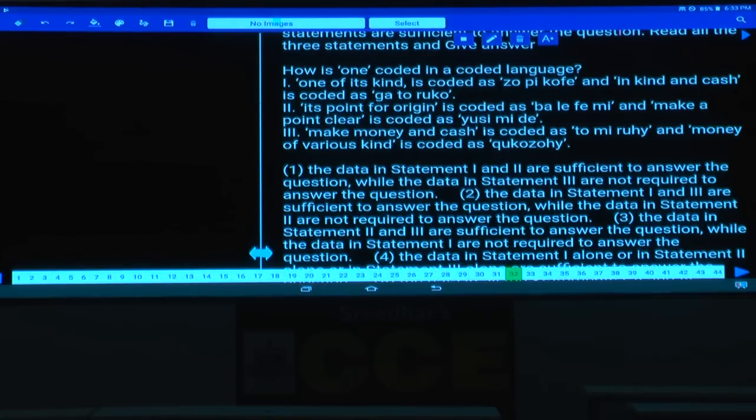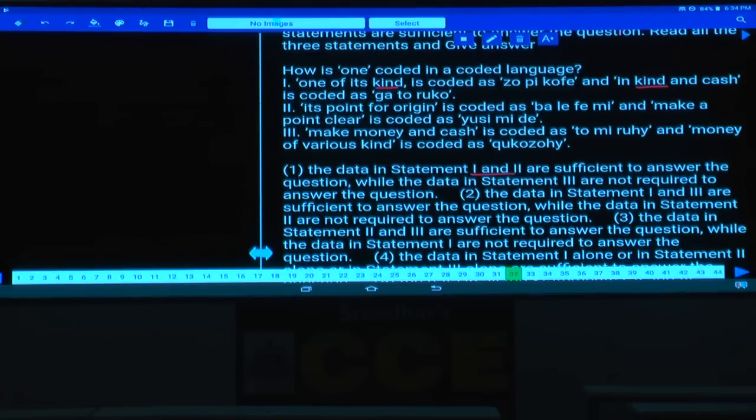With the help of statement 1 alone, we could not derive the code. Hence, choice 4 is ruled out. Then we are checking for the combination. Now, 1 and 2: if you check here, within the statements, one of its kind and in kind and cash. What is the word which is common here? Kind is the word which is common. Hence, I could determine the code.